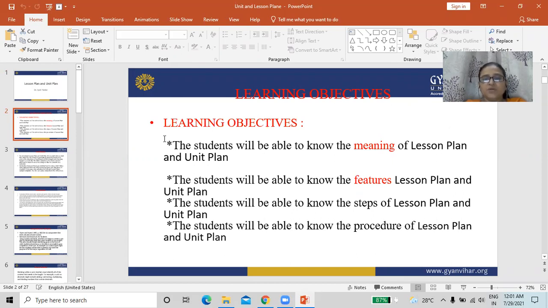Student will be able to know the features of lesson plan and unit plan. Student will be able to know the steps of lesson plan and unit plan. The student will be able to know the procedure of lesson plan and unit plan.